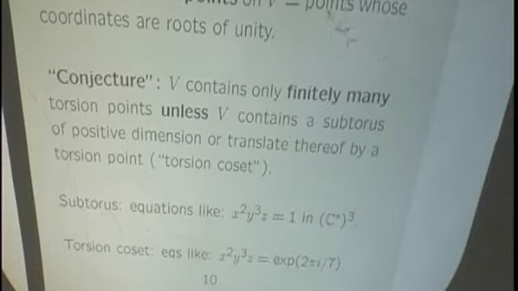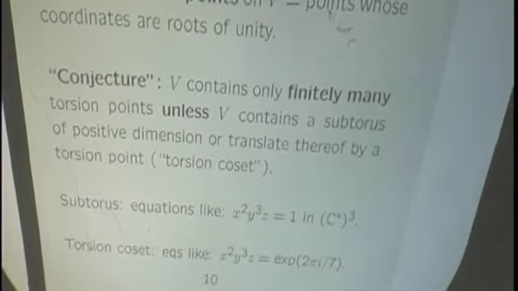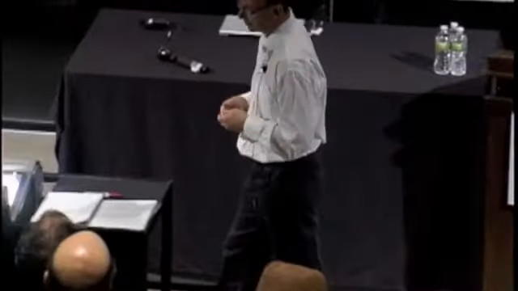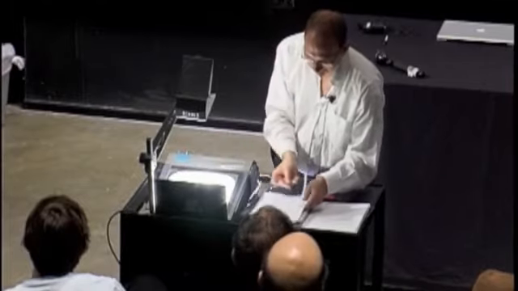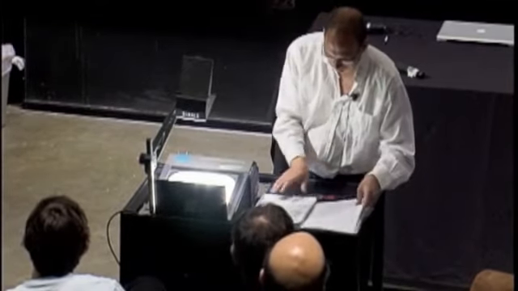And the reason is that V may contain either a subtorus of positive dimension or a translate of a subtorus by a torsion point, which we'll call a torsion coset. So the subtorus will be a subvariety defined by some multiplicative equations, and its torsion coset will simply be a shift of such equations by a torsion point. And in those cases, the subtorus will have infinitely many torsion points, and they'll all lie in the variety, and so the finiteness fails. But one would like to somehow say that apart from those points, there are still only finitely many.